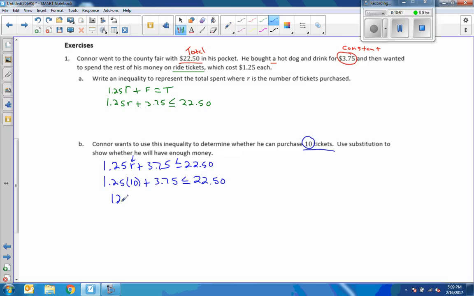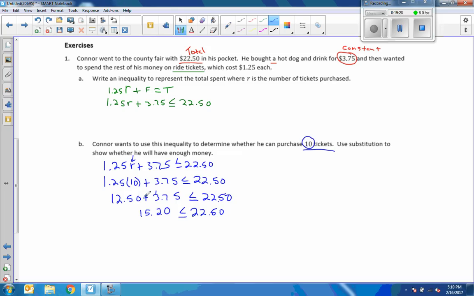$1.25 times 10 is $12.50. Plus $3.75 is less than or equal to $22.50. Combine like terms. 5 plus 0 is 5. 7 plus 5 is 12. Carry the 1. 3 and 1 is 4, 2 is 6, and then the 1. Okay? It's less than or equal to $22.50. So now that we're done, you look at the answer. It is $15.20 less than $22.50.